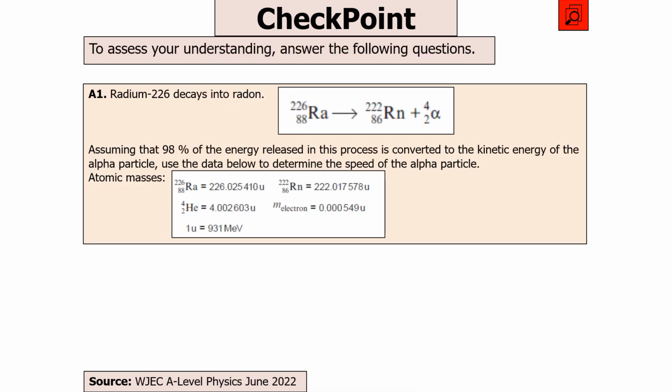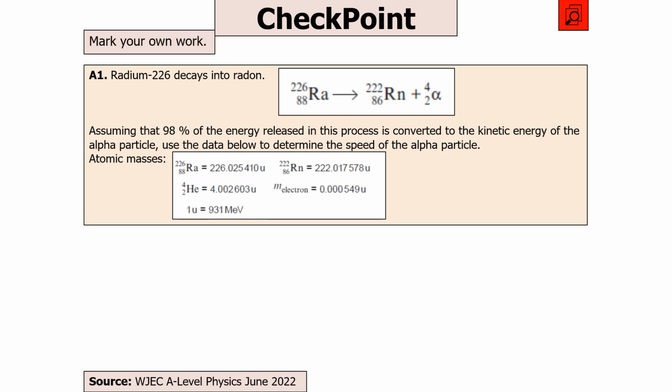The next question says, radium-226 decays into radon. Assume that 98% of the energy released in this process is converted to the kinetic energy of the alpha particle. Use the data below to determine the speed of the alpha particle. So pause the video now, then unpause the video when you want to go through your answer.